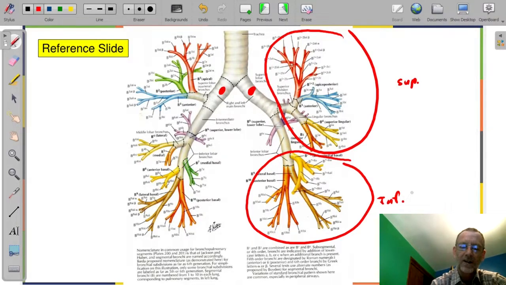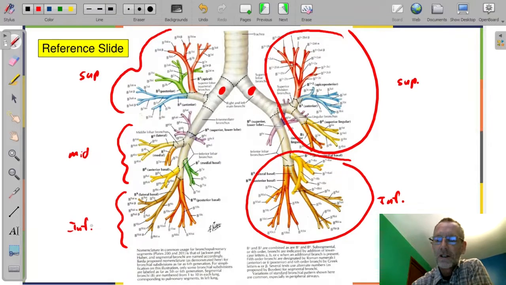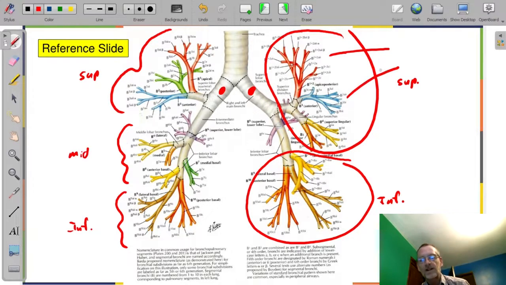On the right side, basic idea again is superior and the middle and the inferior. So note the color change. So on both lungs, right and left, there are red airways, and then there are blue airways, etc.